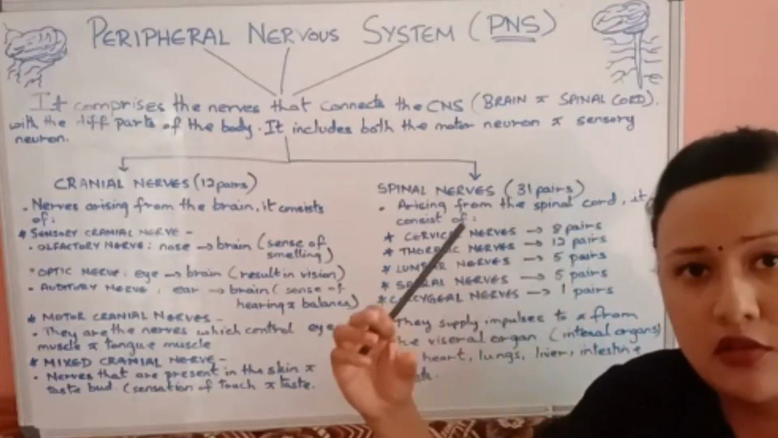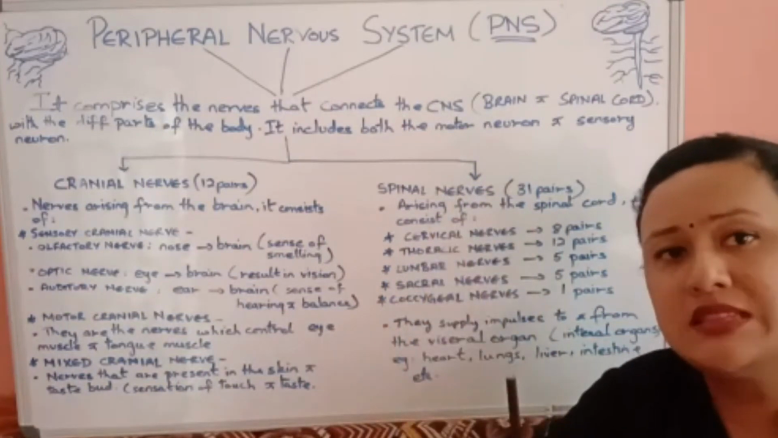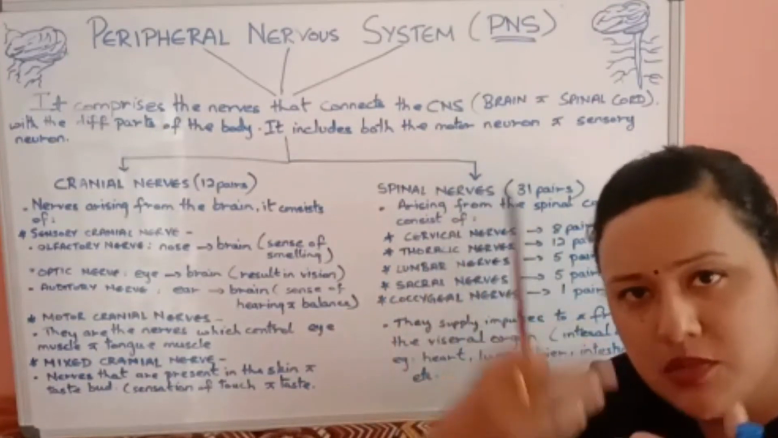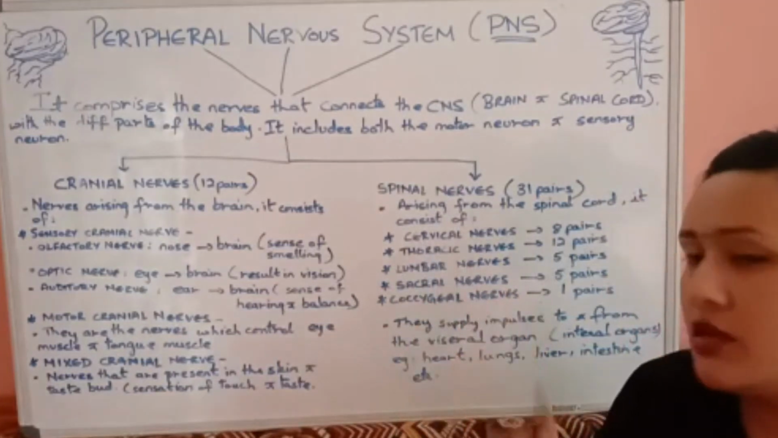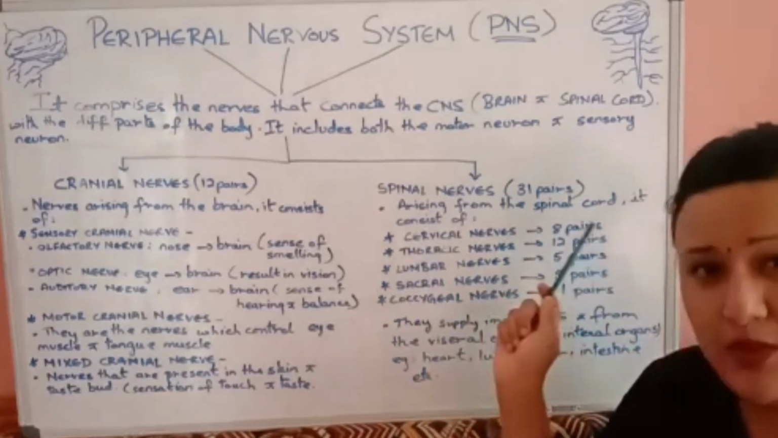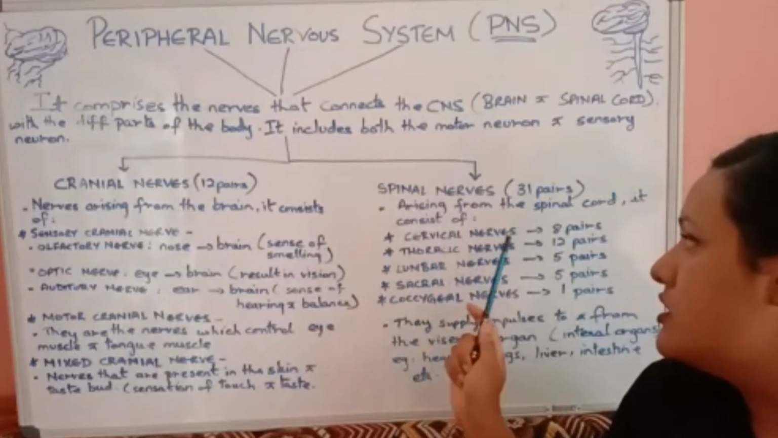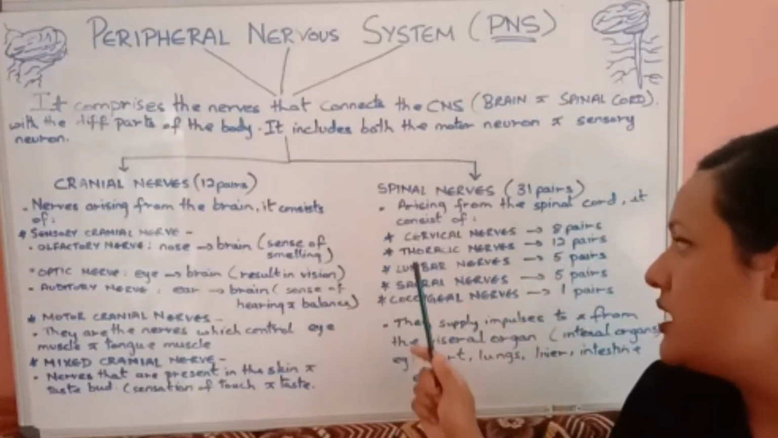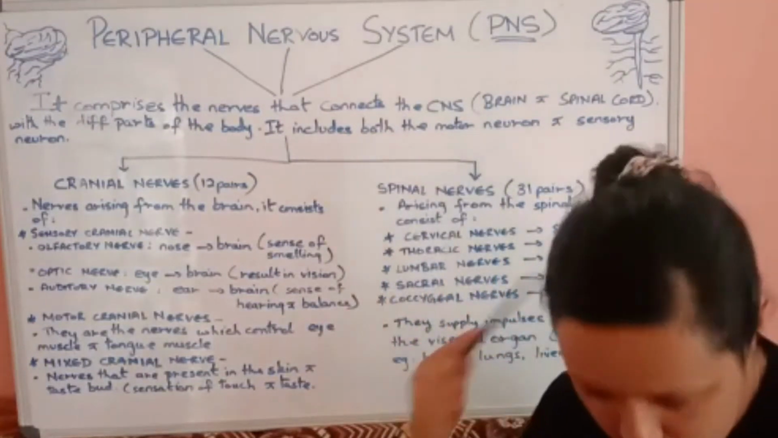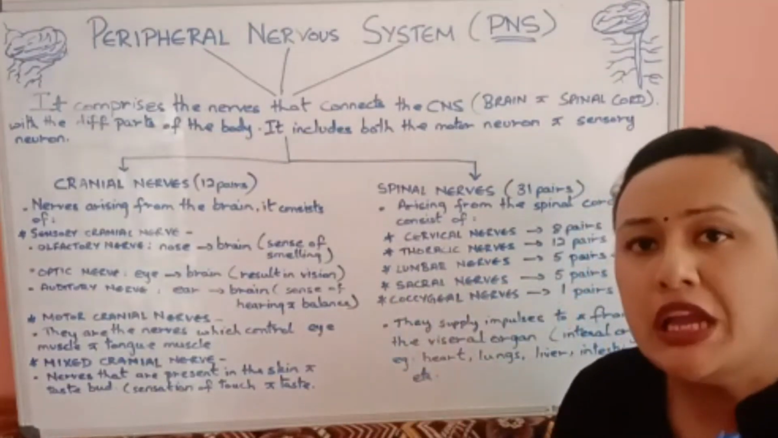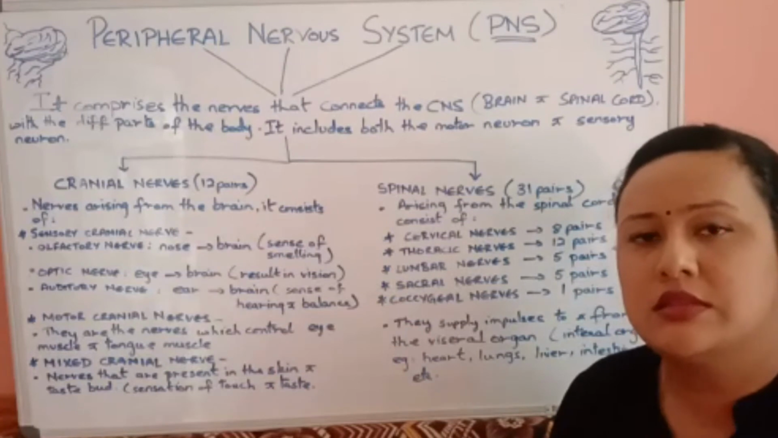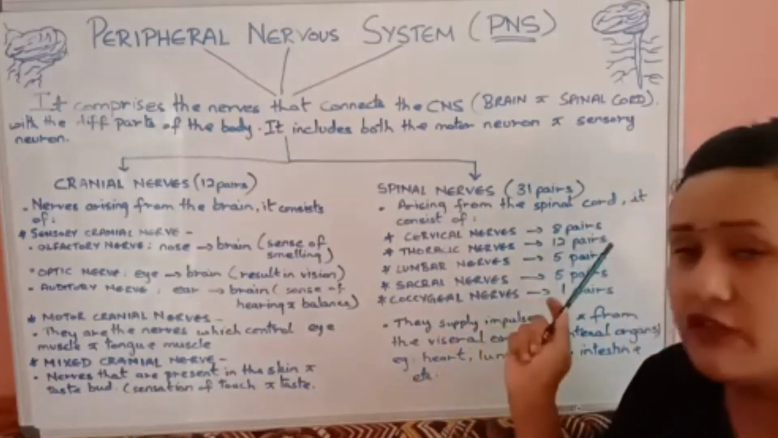You know the spinal cord is present inside the vertebral column, the vertebrae. So the nerves come from the left and right side, so they are always in pairs. There are 8 pairs of cervical nerves, in your neck region. Then comes your thoracic, your chest region. In the chest region, there are 12 pairs.